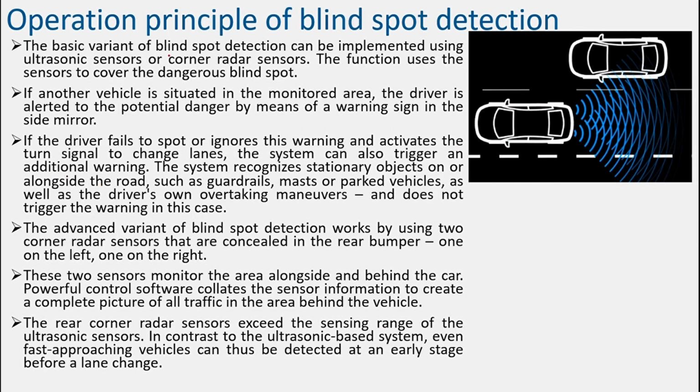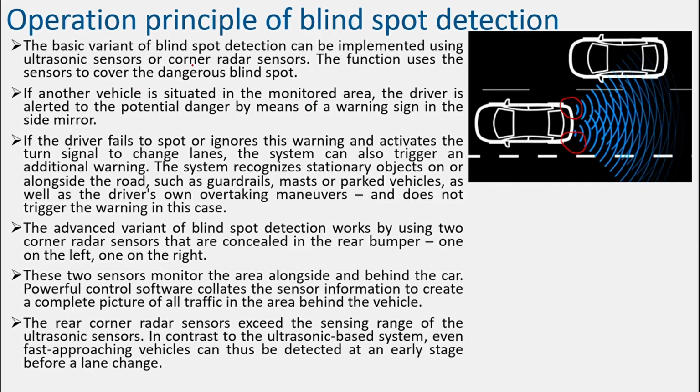Now, what is the operating principle of blind spot detection? The basic variant of blind spot detection can be implemented using ultrasonic sensors or corner radar sensors. Now, observe this drawing very carefully. These are the two sensors. One sensor is present here and the other sensor is present here. It may be an ultrasonic sensor or a radar sensor, but here, let me take the example of radar.